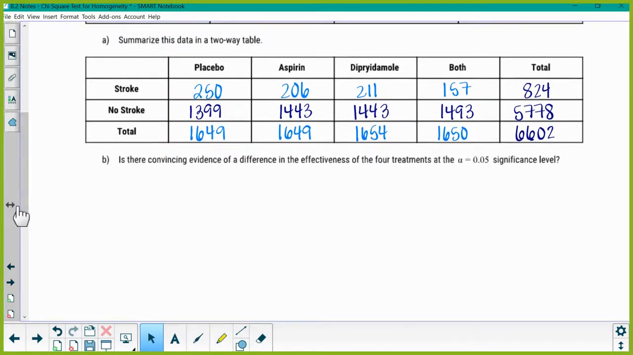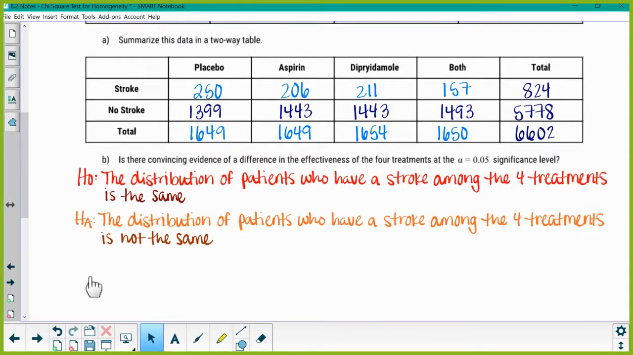So once I get my data summarized, I am going to go in and write my hypotheses. So I have the distribution of patients. Another thing that they like to change with distribution is the proportion. So if it said proportion instead, it would mean the same thing. The distribution of patients who have a stroke among the 4 treatments is the same, or the distribution of patients who have a stroke among the 4 treatments is not the same. Again, the null is always that they are the same.